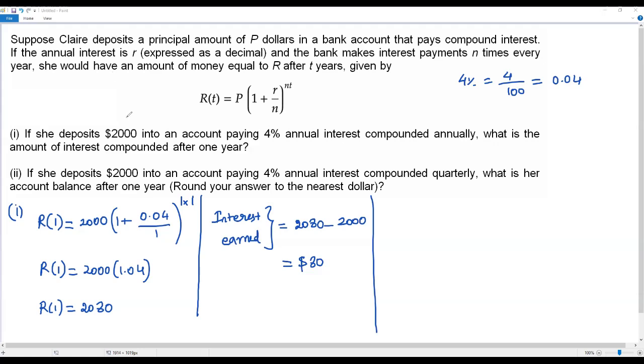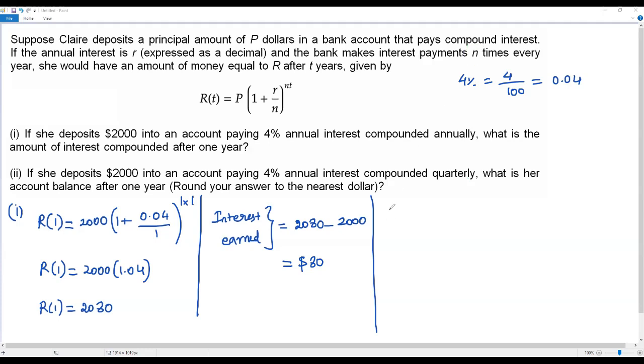Now let's answer the second part of the question. So first, let's go through the information we have on the second part. If she deposits $2,000 to an account paying 4% annual interest compounded quarterly, what is her account balance after 1 year? So here the information clearly says compounded quarterly. There are 4 quarters in a year. So the bank makes interest payments 4 times in a year. So 4 times in a year means the value of N is 4.